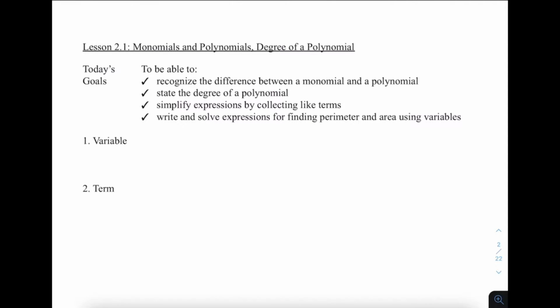Hi everyone, this is lesson 2.1. We're going to do an introduction to monomials, polynomials, degree of a polynomial, just some basic operations with polynomials. First, we need to talk about some definitions.